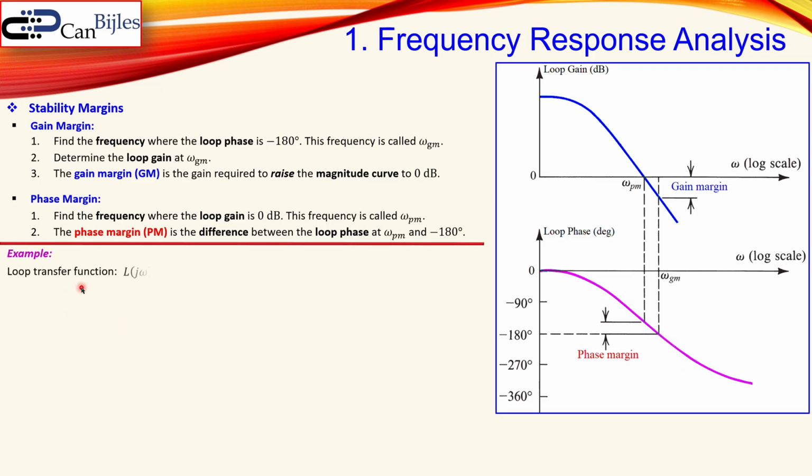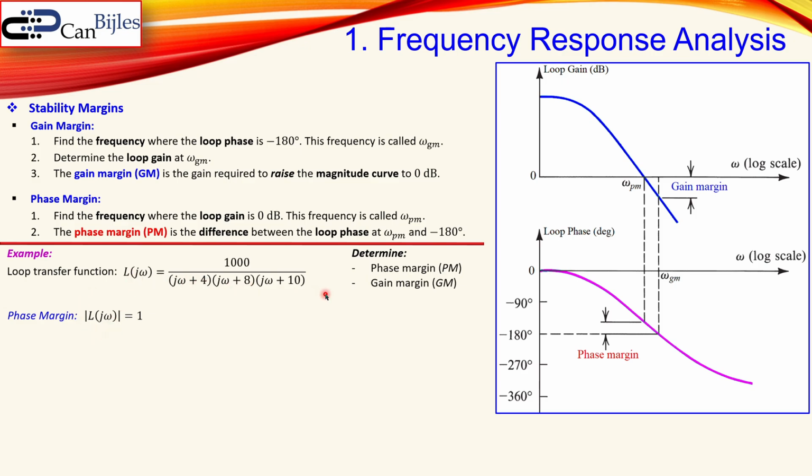So a loop transfer function, a third order system, is given by this. You see 3 poles, minus 4, minus 8, and minus 10. We would like to calculate the phase margin and the gain margin for this system. So how do we do that? First we start with equating the magnitude of this loop transfer function to 1, which is also 0 dB. So we just solve that.